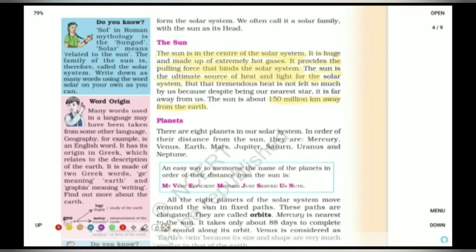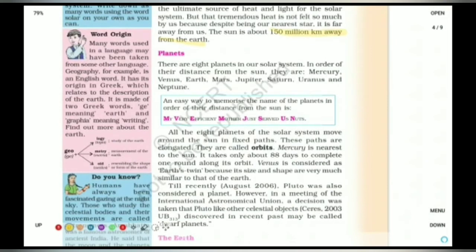This is an important question for the exam. How much is the distance between Earth and the sun? 150 million kilometers. Okay, talking about planets, we have 8 planets. These are Mercury, Venus, Earth, Mars, Jupiter, Saturn, Uranus, and Neptune.